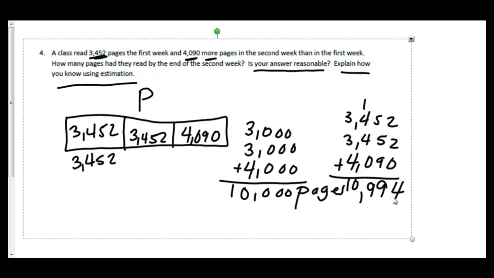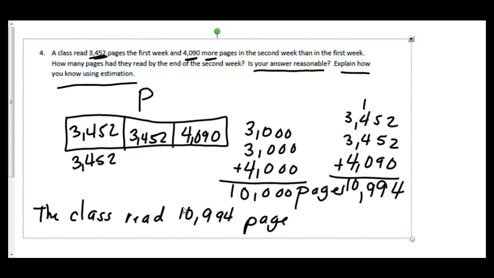So my actual answer is 10,994. So I'm going to go ahead and write my sentence, and I'm going to say, go back and look at my question. It says, how many pages had they read by the end of the second week? So, class read 10,994 pages.